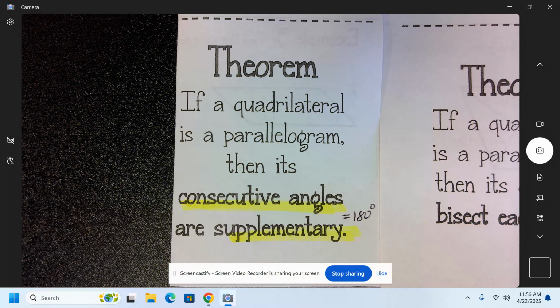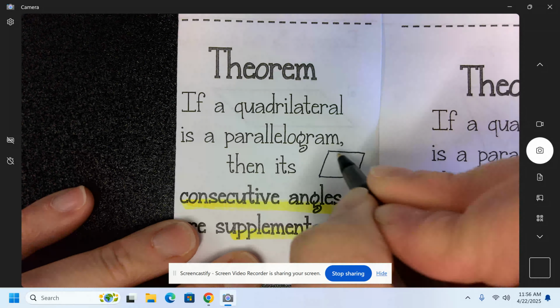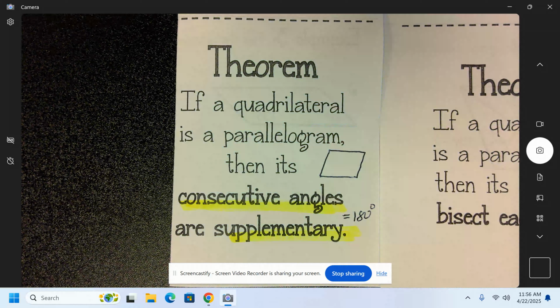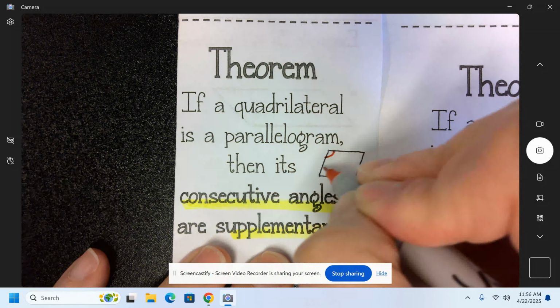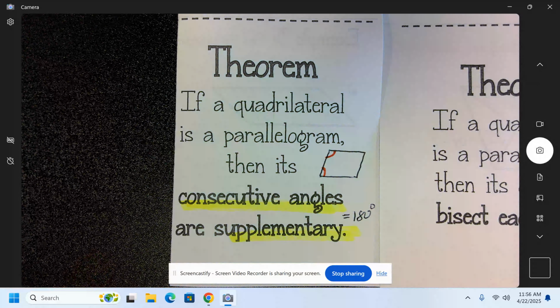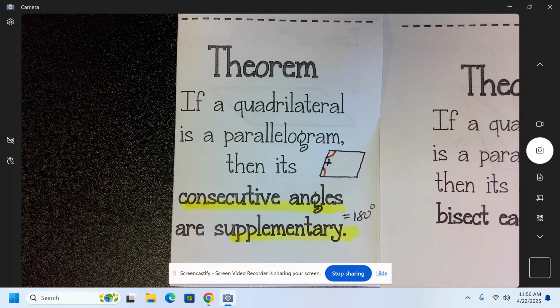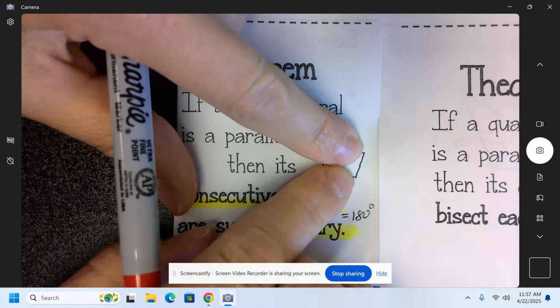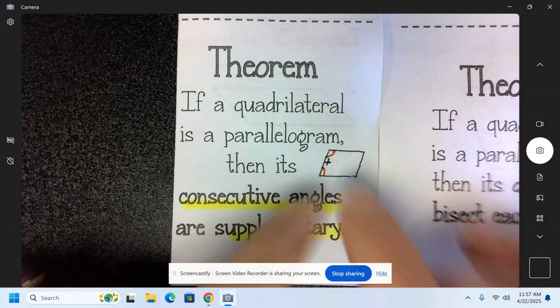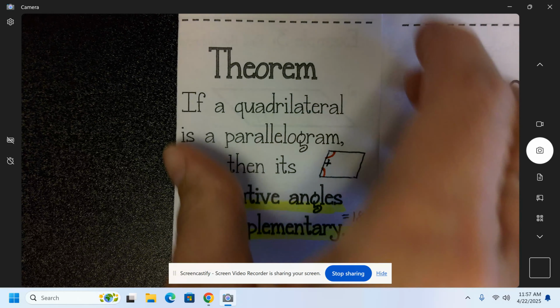That's what supplementary means. So what we're saying is, if we have a parallelogram, and we're looking at, say, these two angles right here, they're consecutive angles, these two. If we add those two together, they're going to be 180 degrees. We could say the same thing about the two angles at the top, the two angles over here on this side, and the two angles at the bottom. So as long as they're consecutive angles, they're side by side, then when you add them together, they're going to equal 180 degrees. So let's look at an example of that.